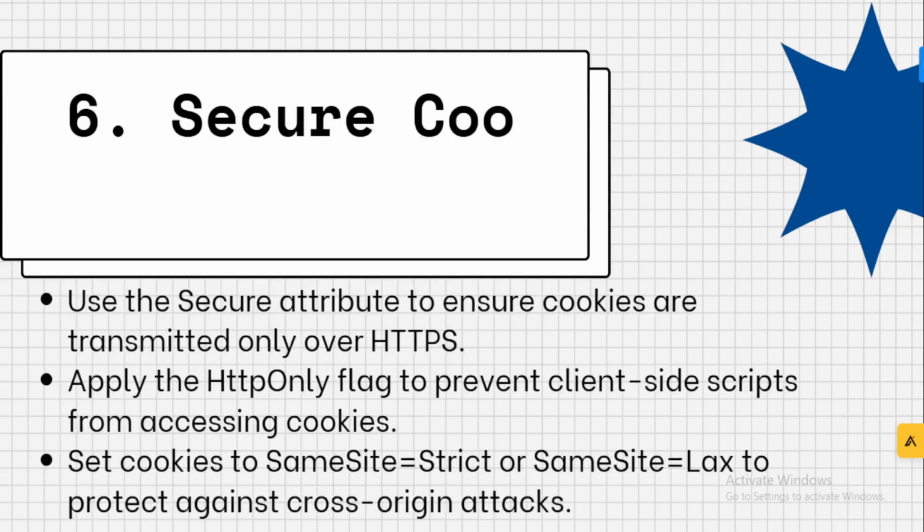So the next on the list is secure cookies. Use the Secure attribute to ensure cookies are transmitted only over HTTPS. Apply the HttpOnly flag to prevent client-side scripts from accessing cookies. Set cookies to SameSite equals Strict or SameSite equals Lax to protect against cross-origin attacks.